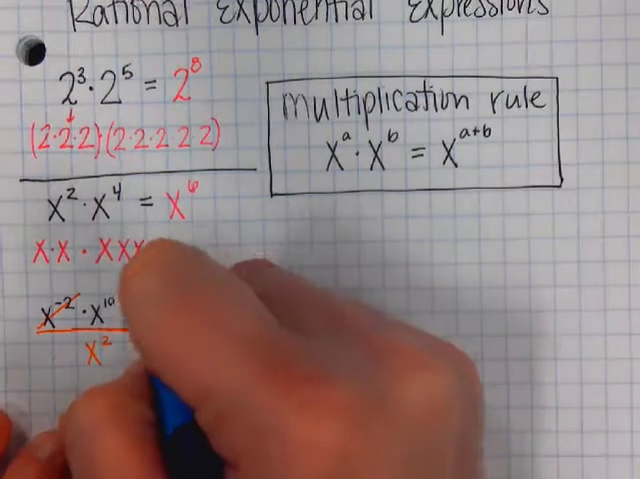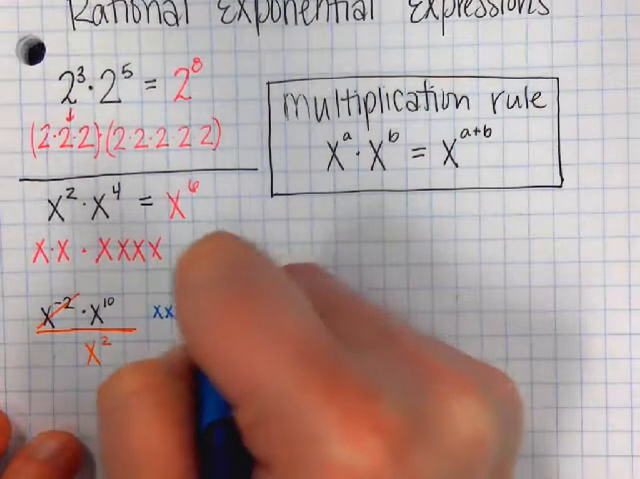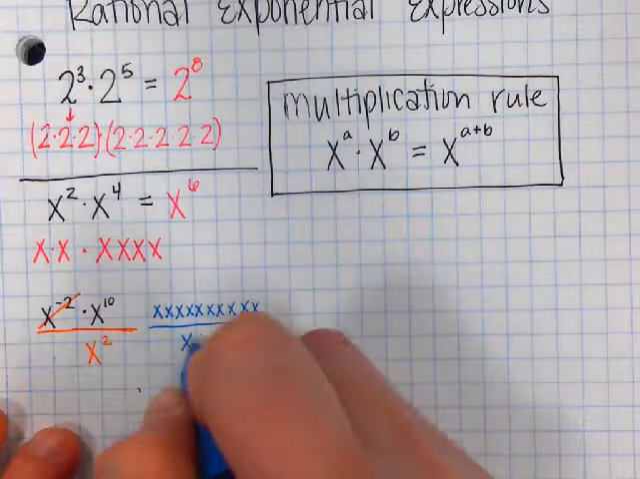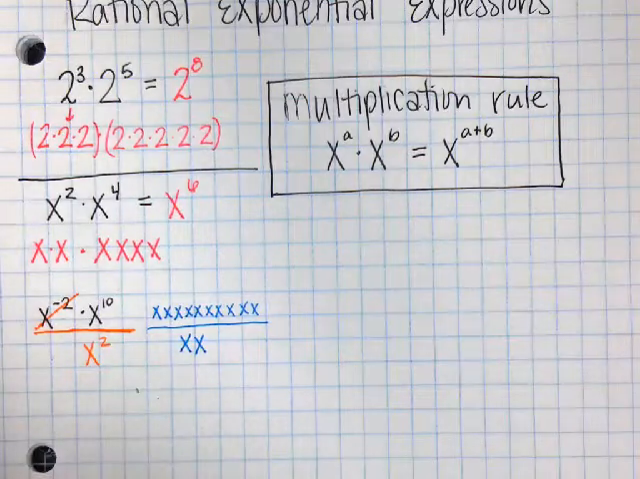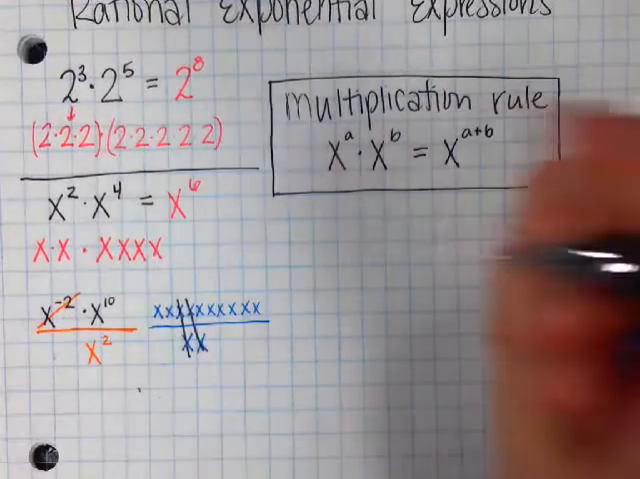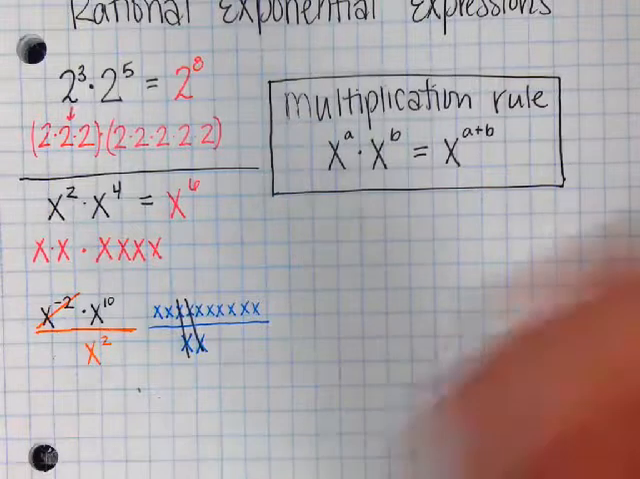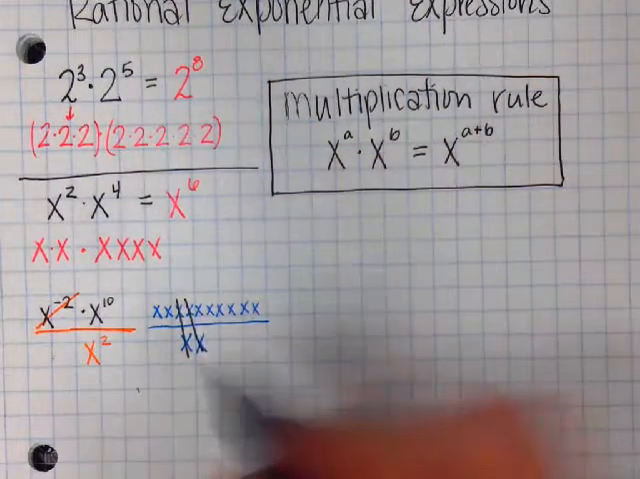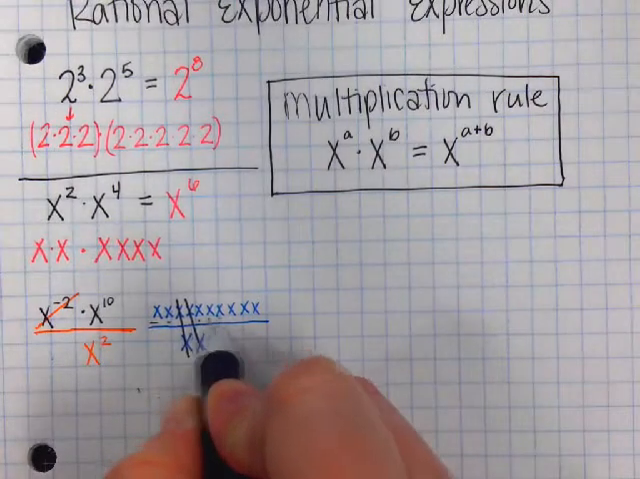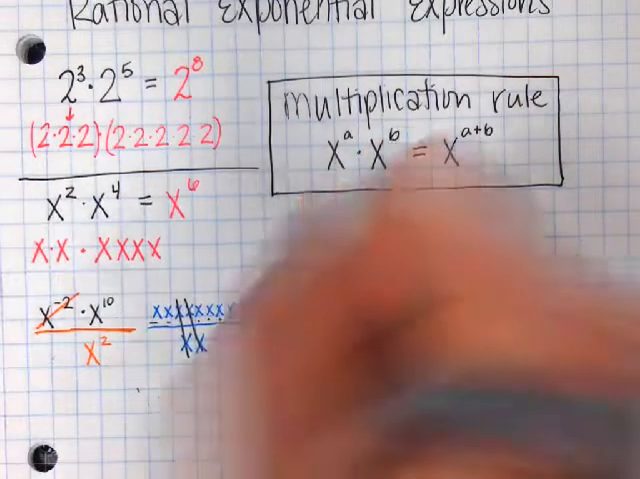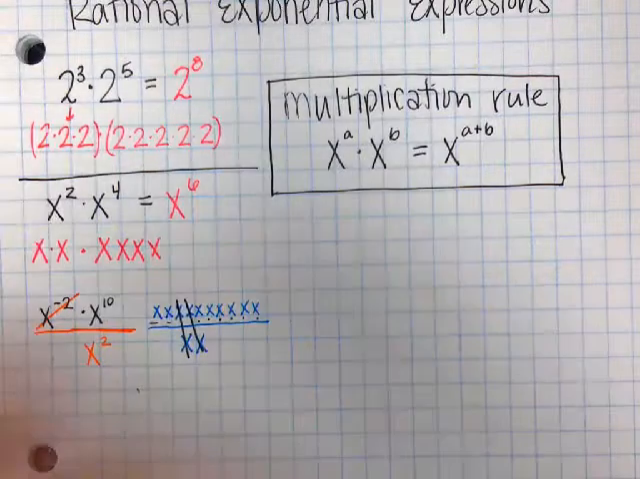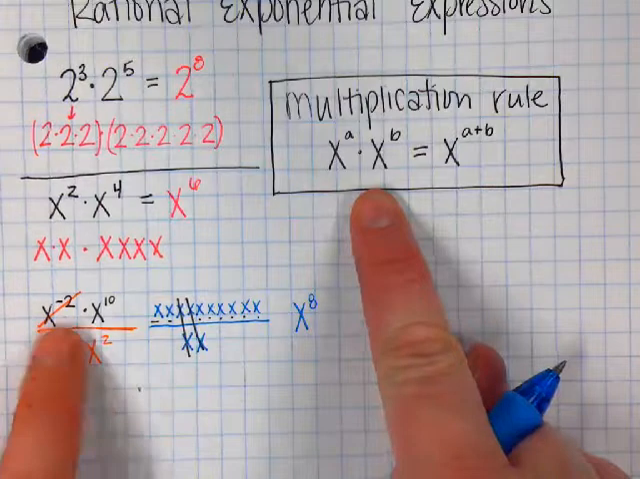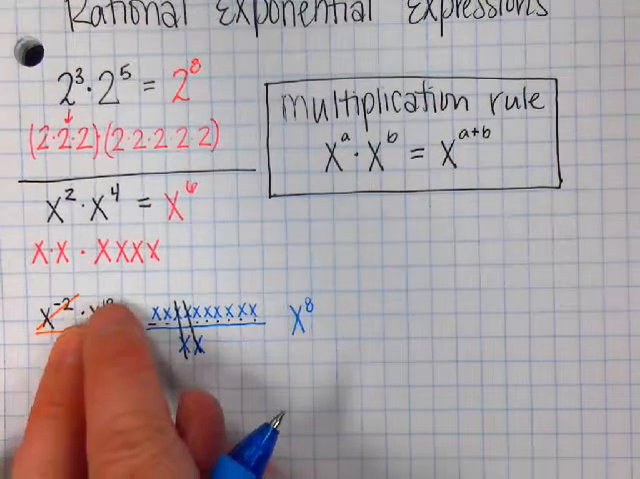So then x to the 10th is 1, 2, 3, 4, 5, 6, 7, 8, 9, 10 over x times x. Now if you look at those, I'm just going to cancel those out, because if you have x divided by x or 4 divided by 4, any number divided by itself is just 1, so it cancels out. So I'm actually left with 1, 2, 3, 4, 5, 6, 7, 8. So my answer would be x to the 8th.